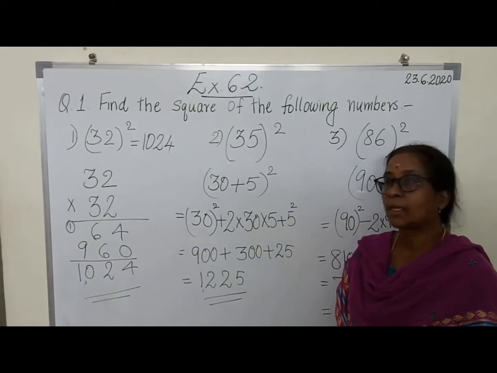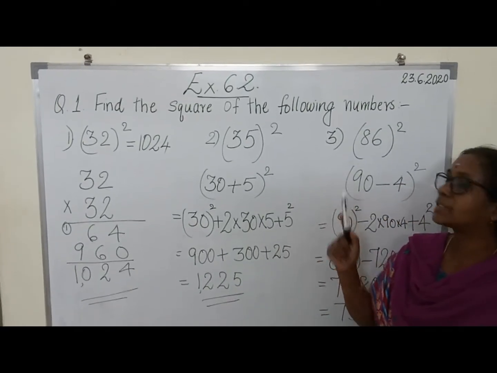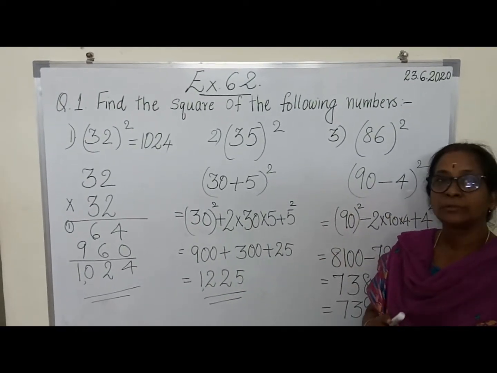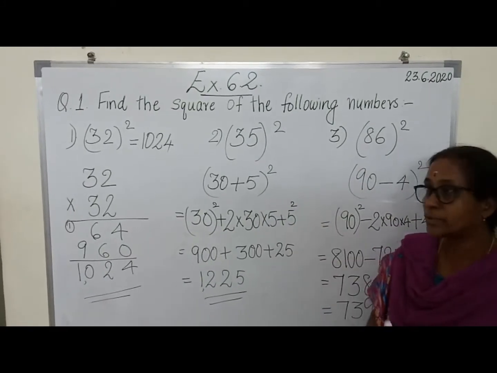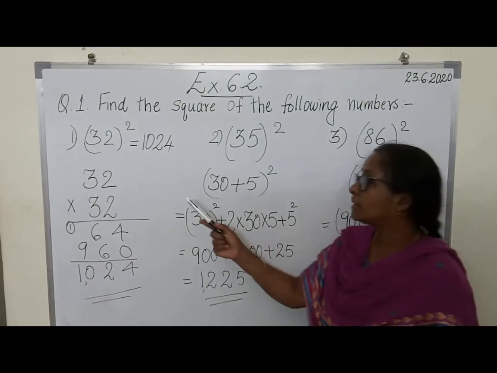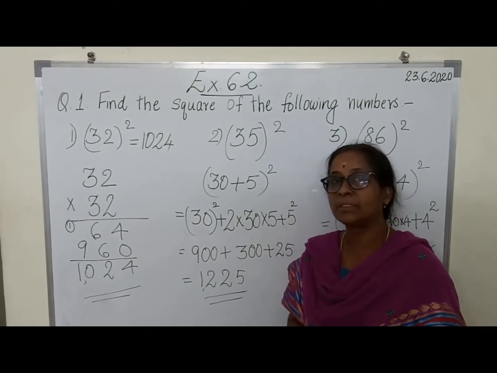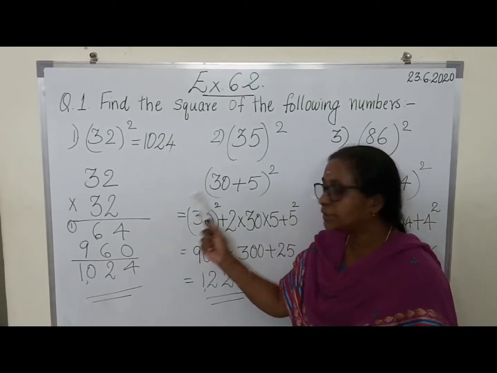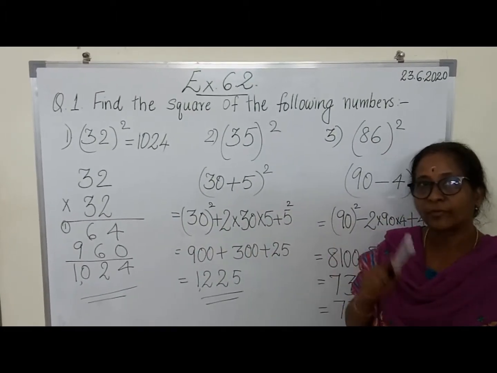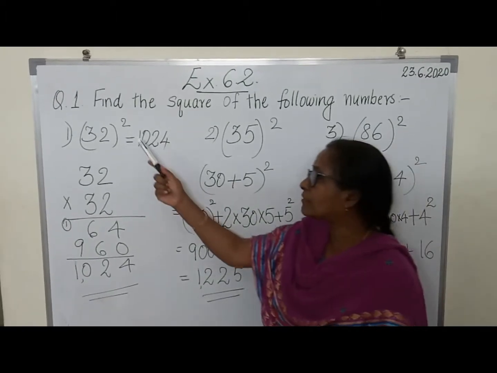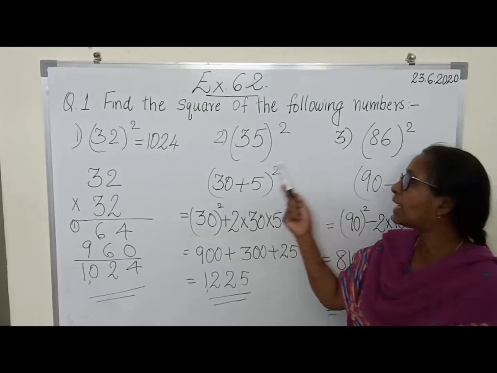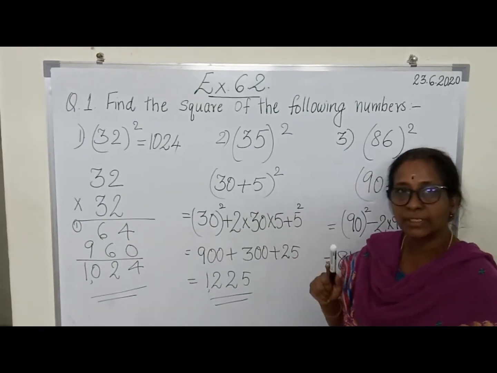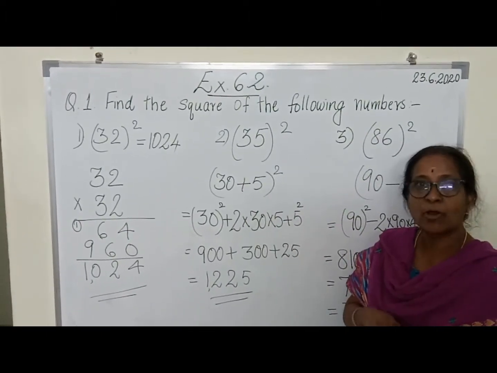Now let us see exercise 6.2. The first question is to find the square of the following numbers. Okay. See, I have taken 3 examples. All the 3 examples are done with different methods. The first one is done directly. The second one and third one are using identities. Both the methods which we have already learned.